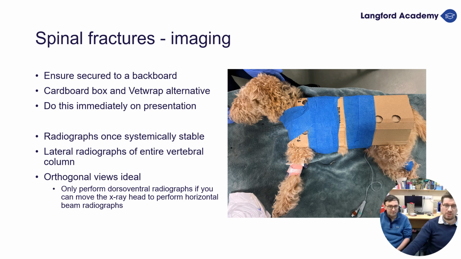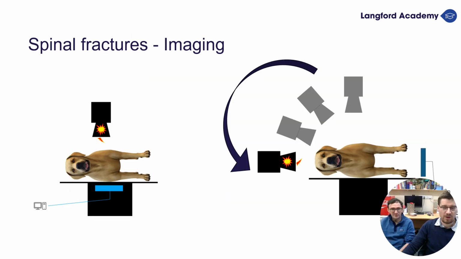In an ideal world, you'd want to do orthogonal views, but we only recommend performing dorsoventral radiographs if you can move the X-ray head to perform horizontal beam radiographs. This slide is showing the lateral radiographs on the left. You've got the dog lying in lateral recumbency, with the X-ray beam head above the dog. It's positioned on the table and you have the dog in a backboard or a splint to prevent movement. On the right is the horizontal beam X-ray that I mentioned earlier, where you can move the X-ray beam head down to the side of the animal and still take a dorsoventral radiograph, without having to move the animal.